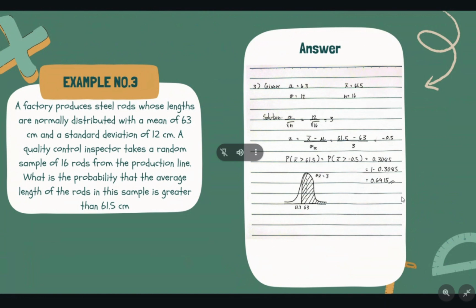0.3085. And because it is greater than 61.5, and when graphing the problem, it was supposed to be on the left side, so we must subtract it from 1. So 1 minus 0.3085 will be equal to 0.6915. And that would be our final answer, 0.6915. And that is all for 6.2.